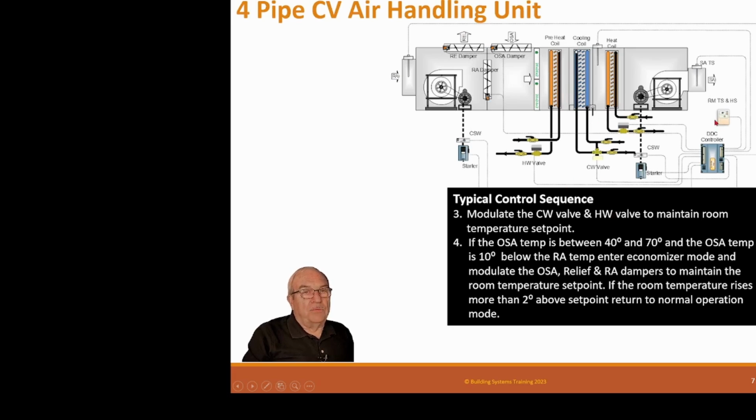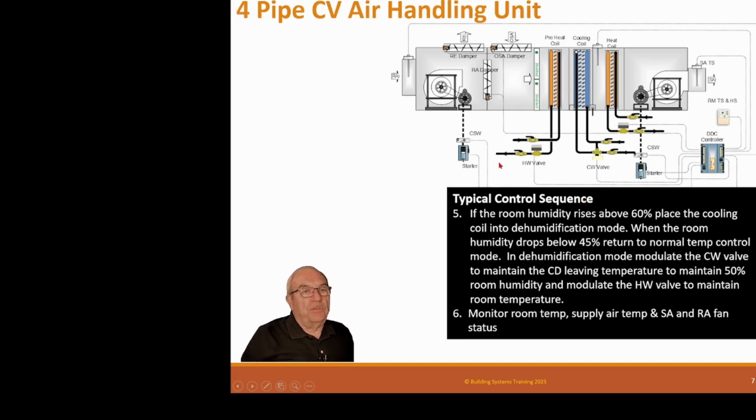All right, now we have a room sensor here. Remember, that's got a humidity sensor in it. So if the room humidity rises above 60%, place the cooling coil into dehumidification mode. When the room humidity drops below 45%, return the normal temperature control mode. In dehumidification mode, modulate the chill water valve to maintain the cooling coil cooling deck leaving temperature to maintain 50-degree room humidity, and modulate the hot water valve to maintain the room temperature.